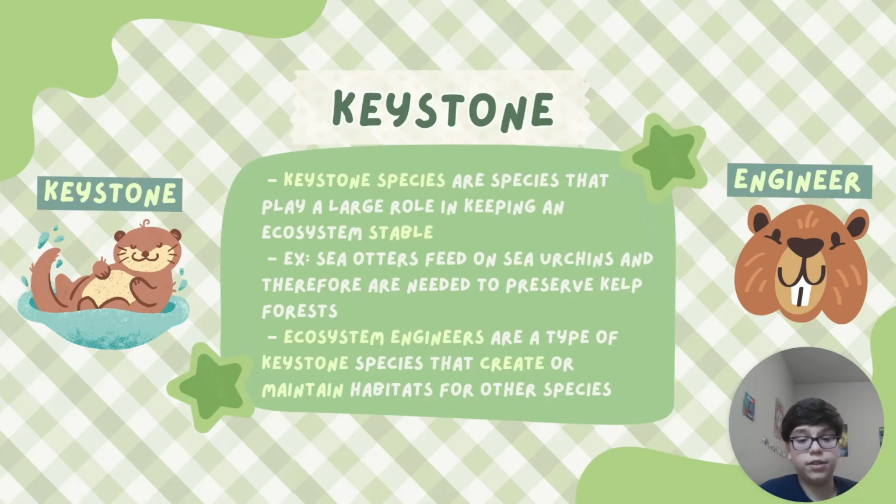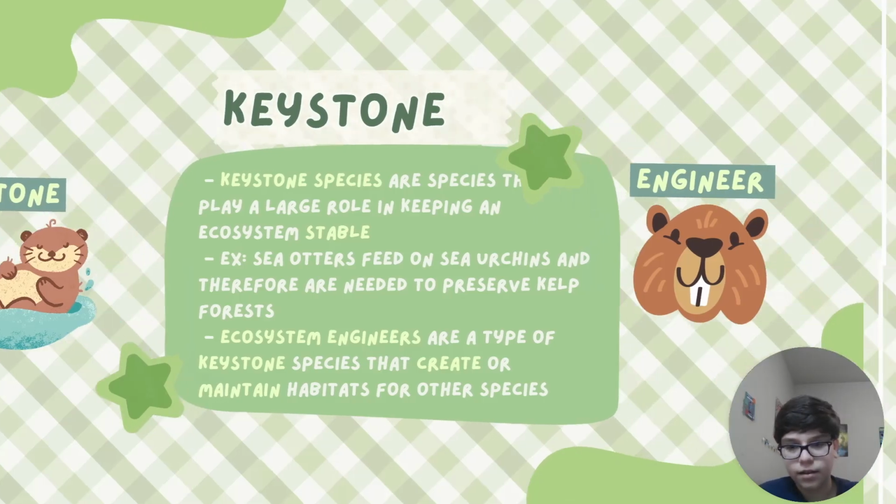Now, a type of keystone species that you need to know are ecosystem engineers. You can see that beautiful beaver face grinning at you right now, and the beaver is a great example of an ecosystem engineer. These are keystone species that create or maintain habitats for other species. You've probably seen beavers putting down logs to make dams. These are their own habitats that other species can use, and they consistently maintain them, allowing other species to live in their made habitats.